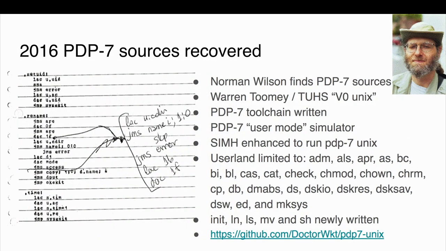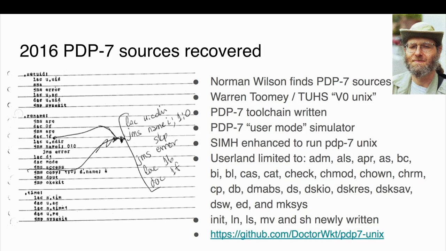But the next year, Norman Wilson was rooting around his garage and found a box of printouts that he had made while he was at Bell Labs in the 1980s, and found that they were the PDP-7 sources. I've included a little bit of the sources here for setuid, rename, and time. This is in PDP-7 source. I'm not gonna do a code walkthrough, don't worry.